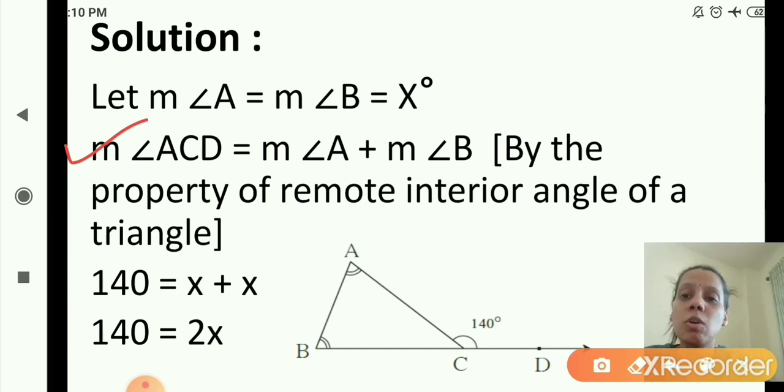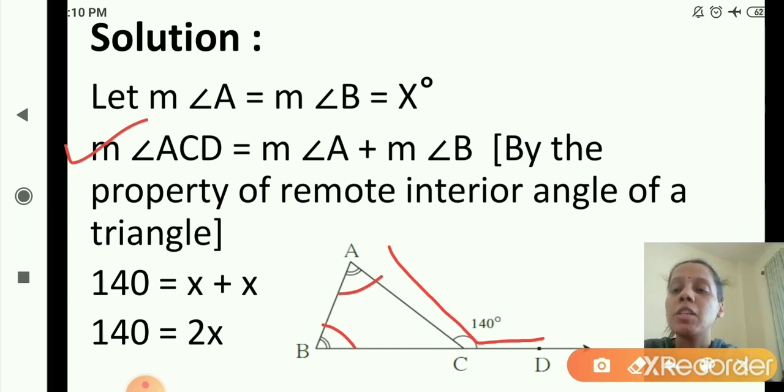So in triangle ABC, as you can see here, which is the exterior angle? Angle ACD, correct? And which are the remote angles? That is angle A and angle B, correct? These are the remote interior angles of a triangle. So measure of angle ACD is equal to measure of angle A plus measure of angle B. In the bracket you will write down by the property of remote interior angles of a triangle, correct?